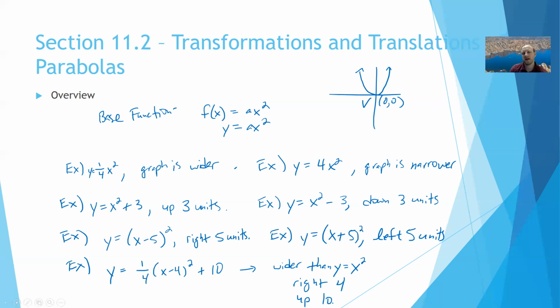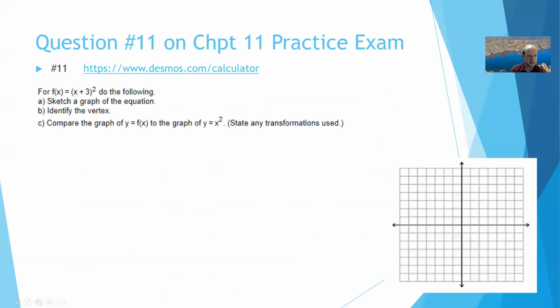Okay, so just some kind of an overview of transformations and translations that we learned. And now let's do some examples that you'll see. So we might use Desmos or not, I'm not sure yet, but for f of x equals (x plus 3) squared, do the following. Sketch a graph of the equation. Okay, so one thing that you could do is use Desmos. I do want you to know how to do it by hand though.